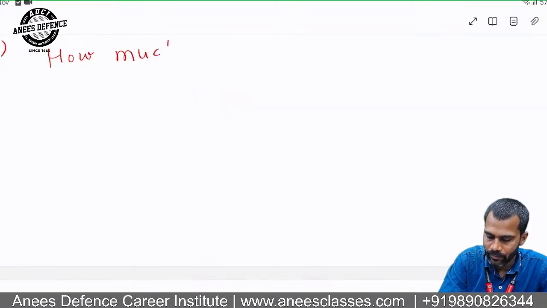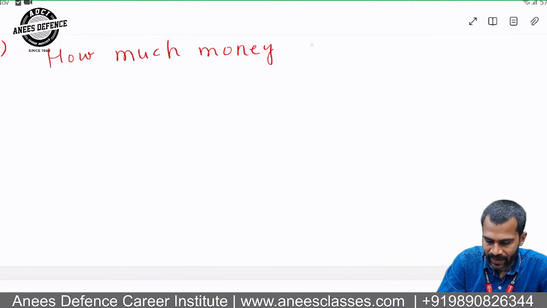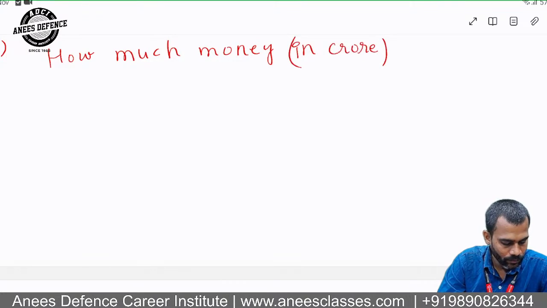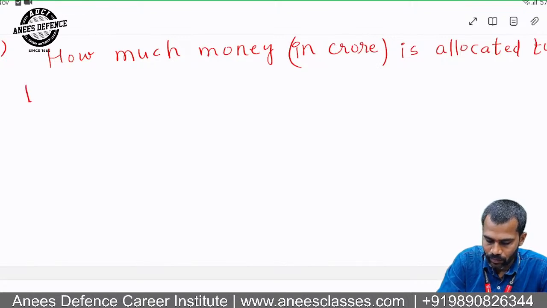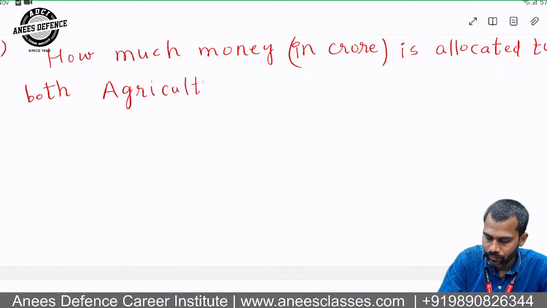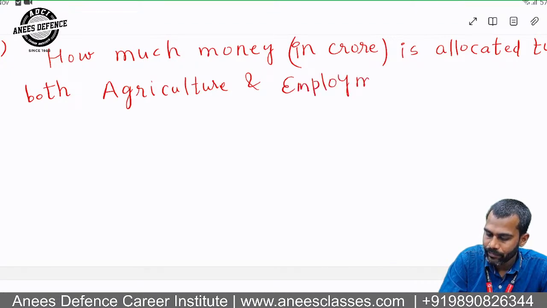The question is how much money, again in crore, is allocated to both agriculture and employment. Agriculture and employment.